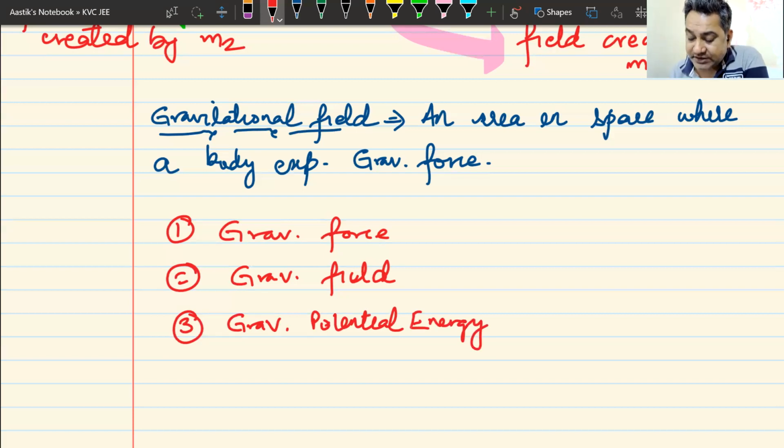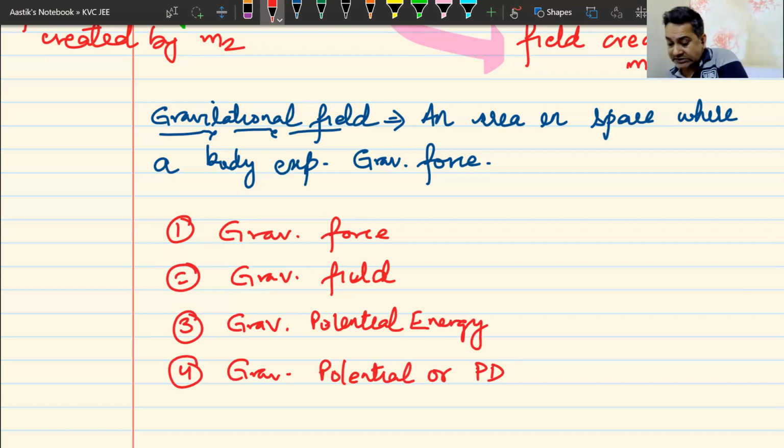Number three, gravitational potential energy. Number four, gravitational potential, or gravitational potential difference. These are the four terms which are actually linked to each other. They are not independent. If you understand one term, you should be able to understand all the terms.